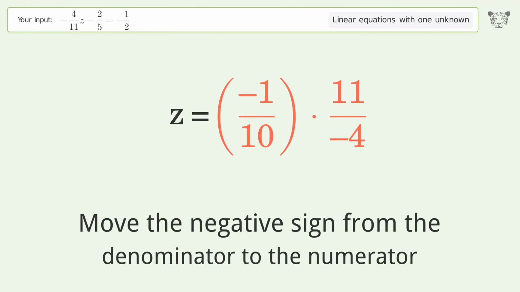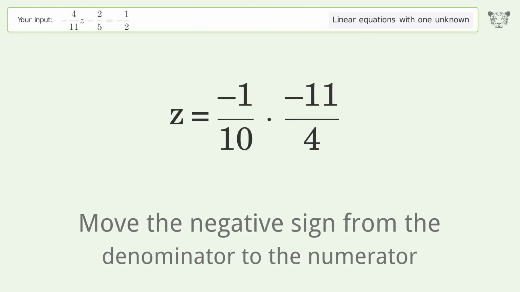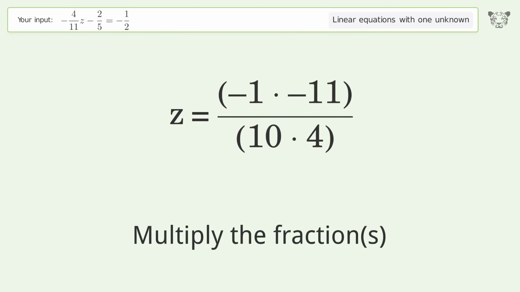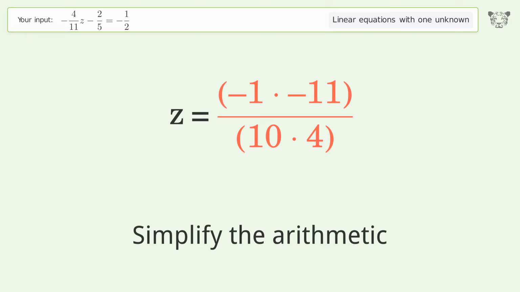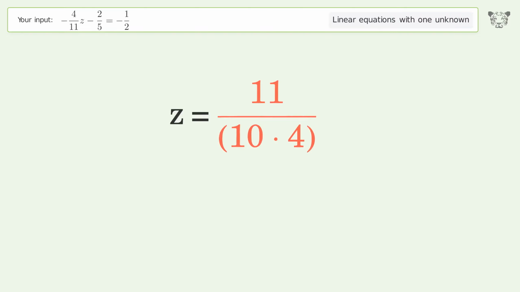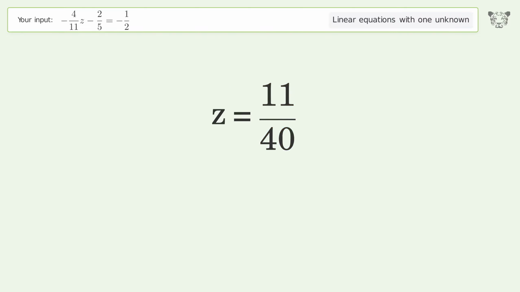Move the negative sign from the denominator to the numerator. Multiply the fractions. Simplify the arithmetic. And so the final result is z equals 11/40.